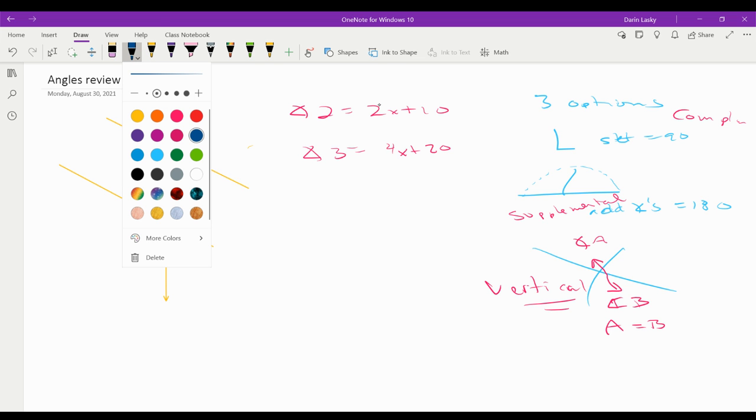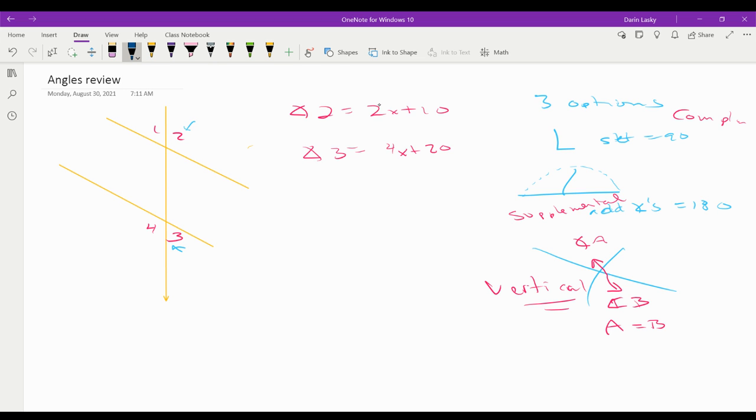What I'd like you guys to do, and what we've been doing in class, for those of you who have missed class a little bit, is redraw this with only one angle. I know that this angle 1 is right here because it's to the left of the transversal and above the parallel line. I know my angle 2 is right here. It's to the right of the transversal and above the parallel line. So they're in the same exact spot.